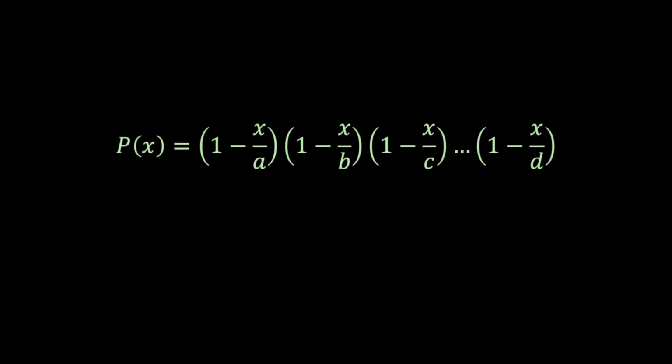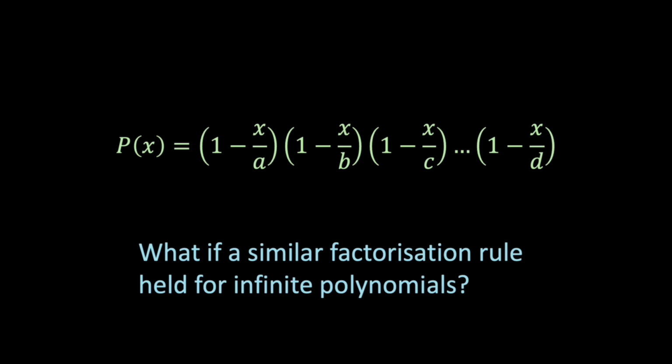So far so simple, but then in a leap of faith, and with the boldness of a young man guided more by intuition than formalism, Euler asked a remarkable question. What if a similar factorization rule held for infinite polynomials, just like the infinite polynomial we saw for the sine function? What followed was something that feels more like magic than mathematics.